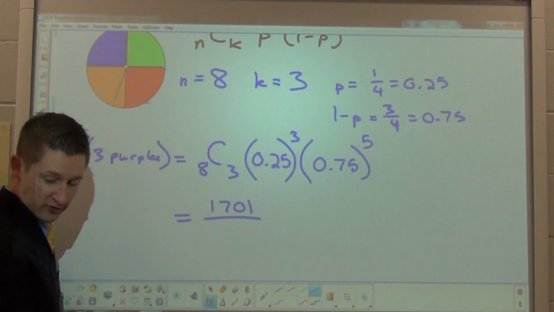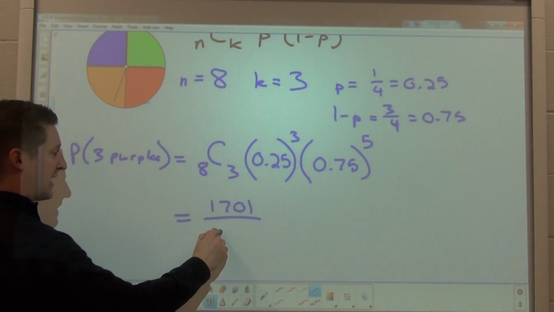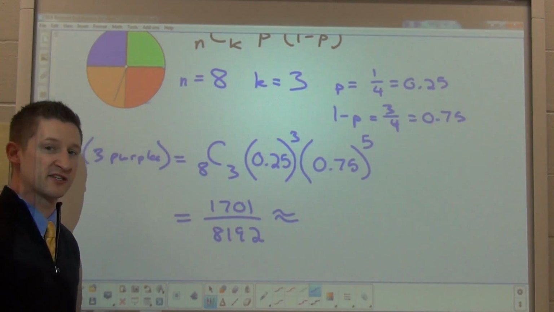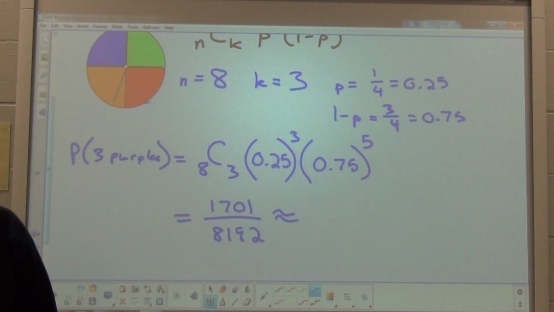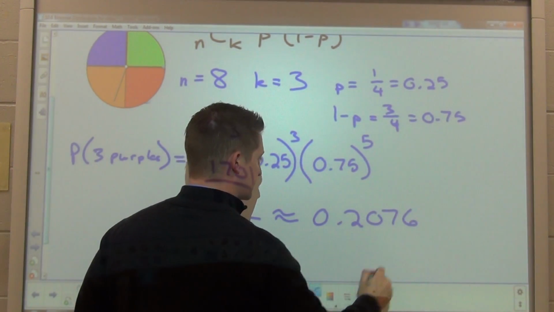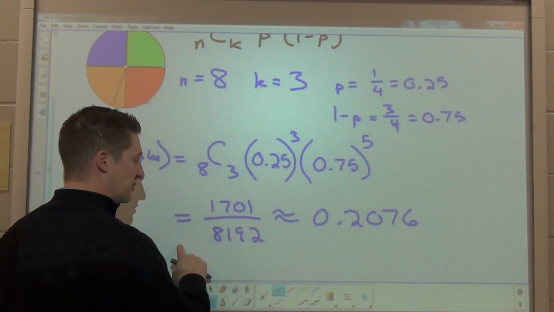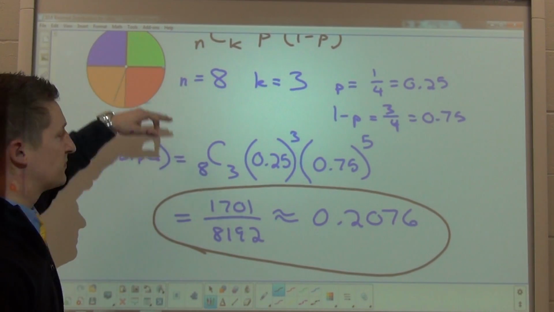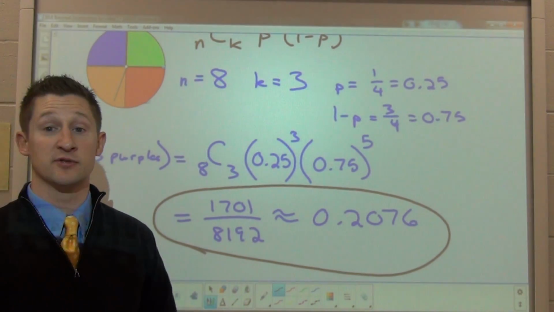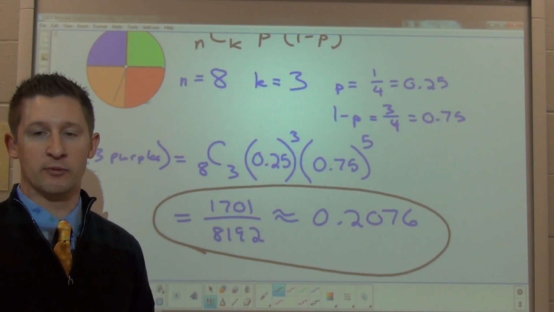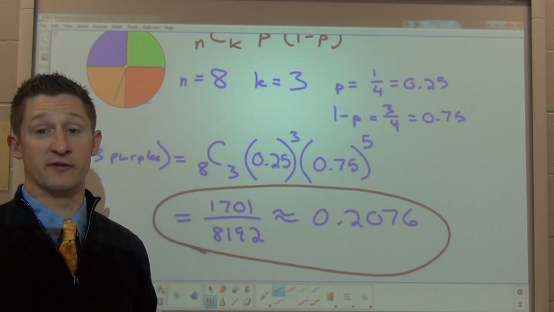would be 1701 over 8192. It's a lot. Probably more realistically, you're going to have a decimal answer that you're going to keep it as, and that decimal would be approximately 0.2076. So here's our probability of getting exactly 3 purples if I spin that spinner 8 times. So there's a second example of a binomial experiment, a binomial distribution, and the probability of the different events occurring.